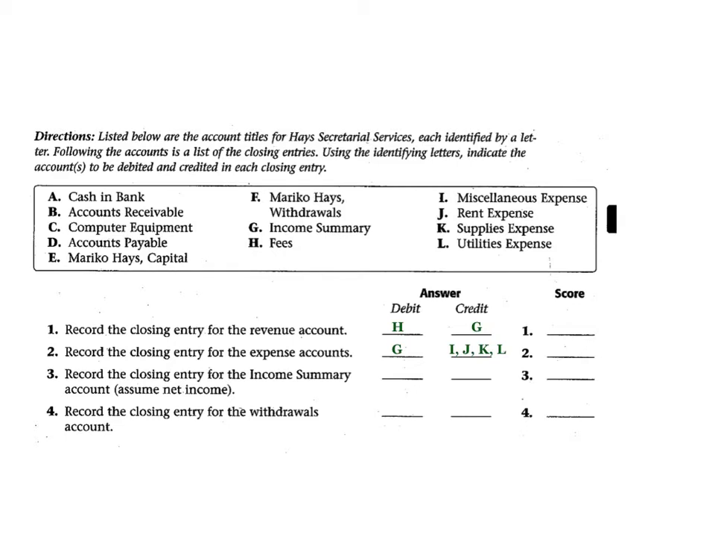Now we're going to take the closing entry for the income summary and record that into the capital. And it says to assume that there's a net income. So income summary will be debited to balance out the credit balance on income summary. And Marika Hayes' capital account will be credited. And the last step, recording the closing entry for the withdrawals account. We have a debit to the capital account and a credit to the withdrawals account to close that out.